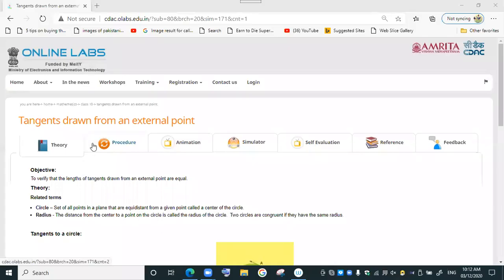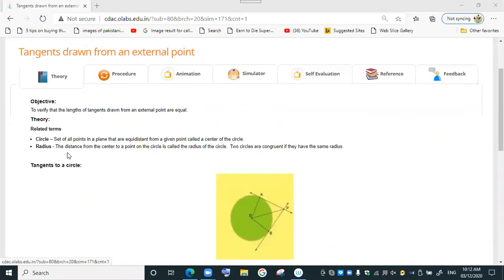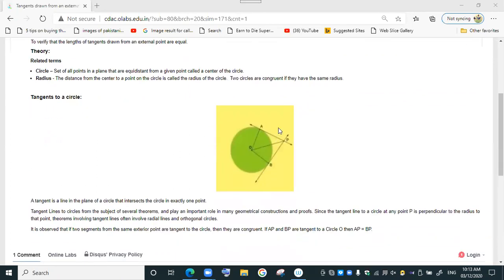This is our activity number 4: to verify the length of tangents drawn from an external point are equal. P is the external point. From P, this is one tangent at A, and from P there is another tangent at B on the circle, and this length PA is equal to PB. This we have to verify.